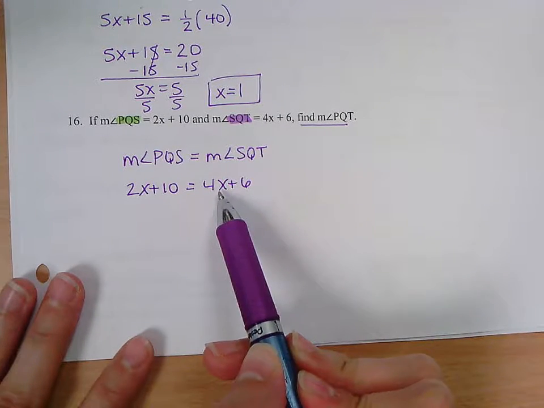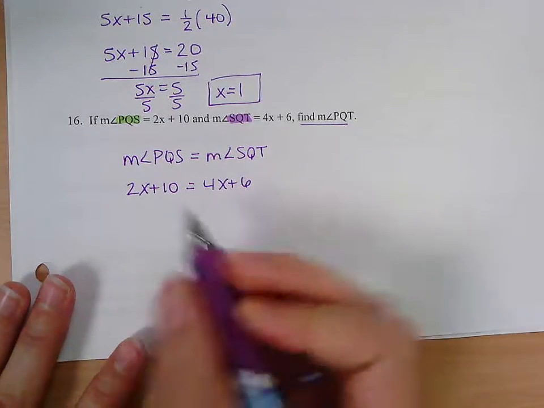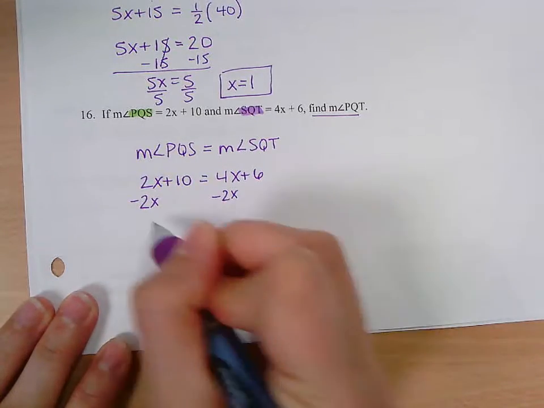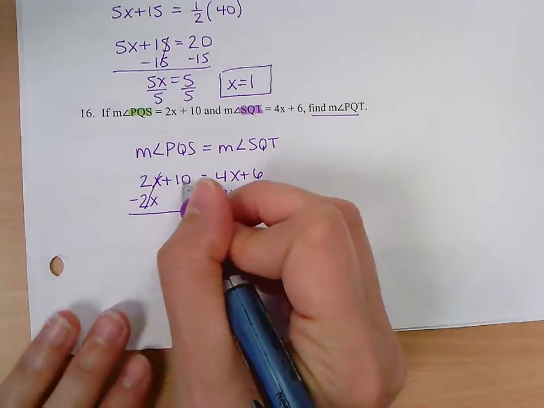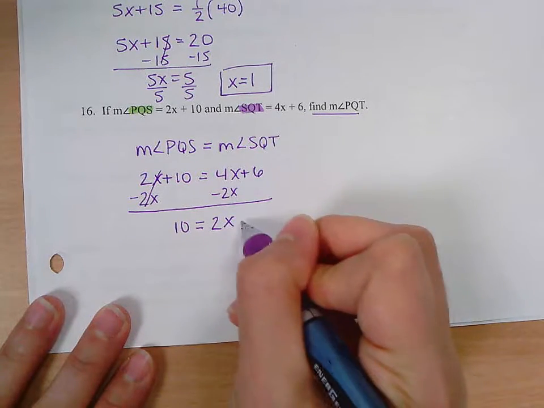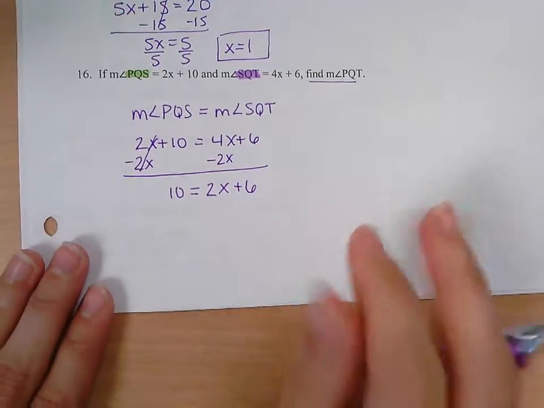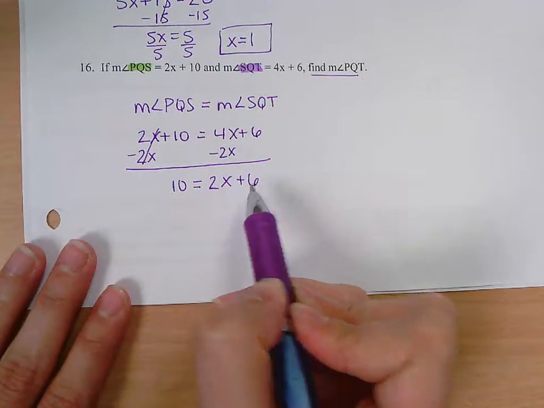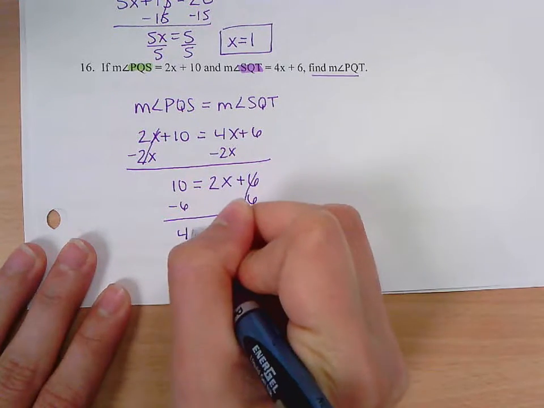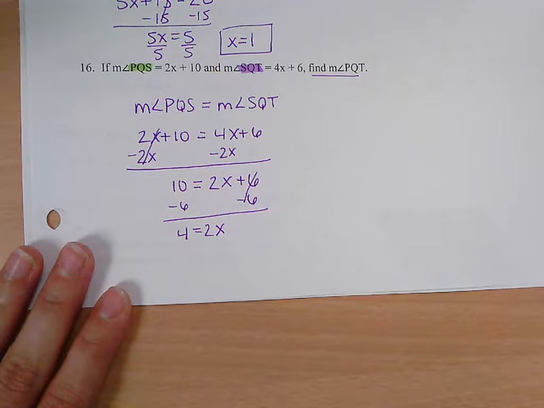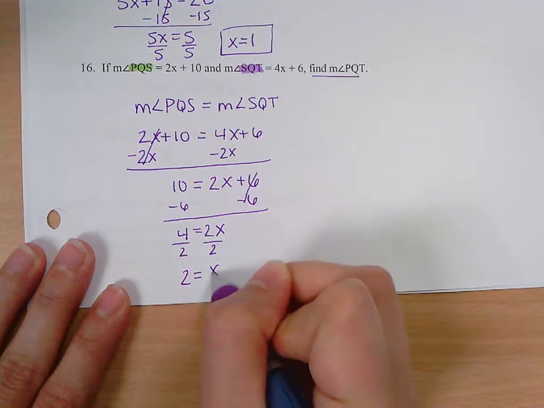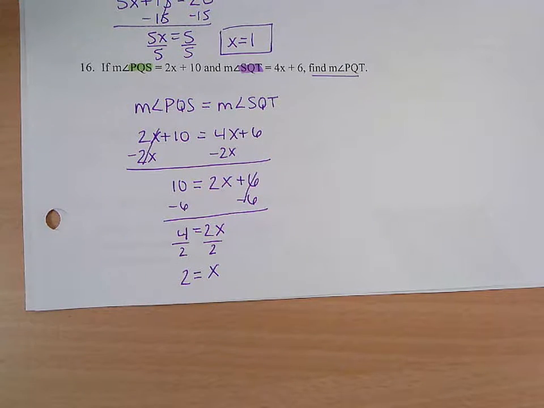So what I could do first is I like to keep the x term positive if I can. So I would subtract 2x from both sides. That's not the step you'd have to do first. So I still have 10 equals 4x minus 2x is 2x. I still have plus 6. Then I would have to subtract 6 from both sides next. 10 minus 6 is 4 equals, I still have 2x on the other side. Divide by 2. 4 divided by 2 is 2. That equals x. So again, don't circle x as your answer.